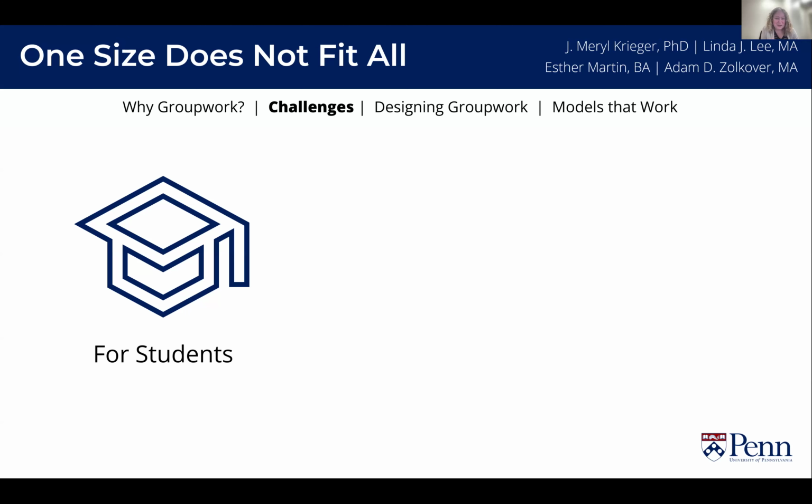Okay, so group work online is a process of overcoming challenges, but the outcomes of group work are really worth addressing, especially addressing these challenges intentionally and in advance. So we've broken it down into three main categories: challenges for students, challenges for instructors, and challenges for institutions. Looking specifically at the experience of students.